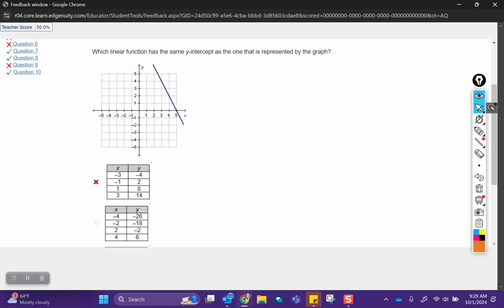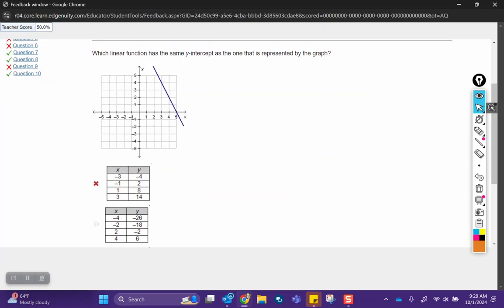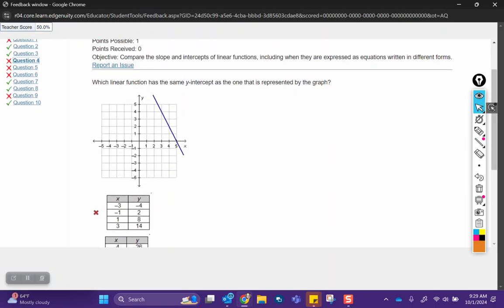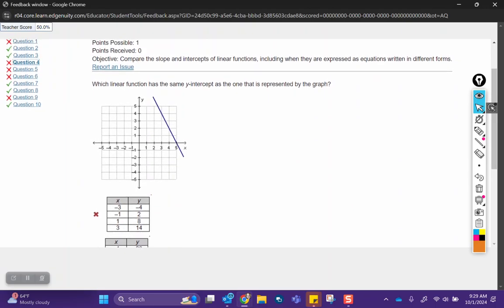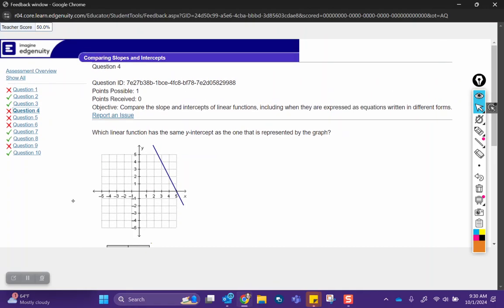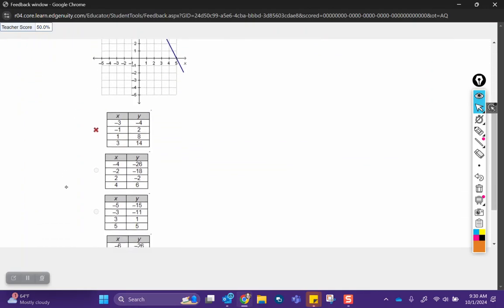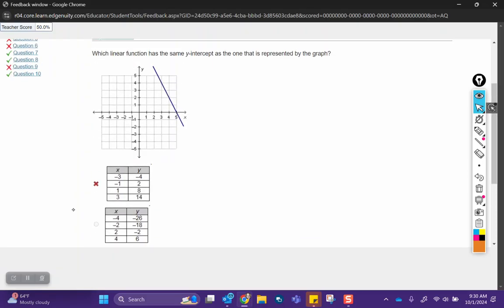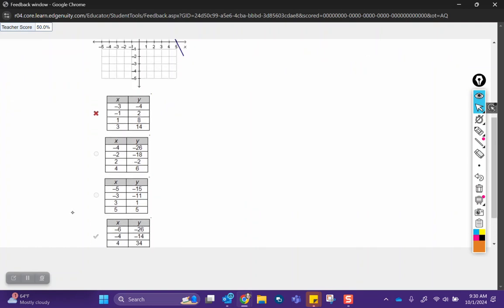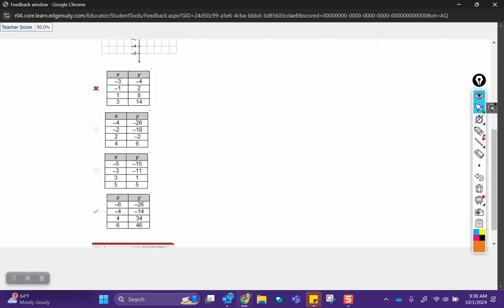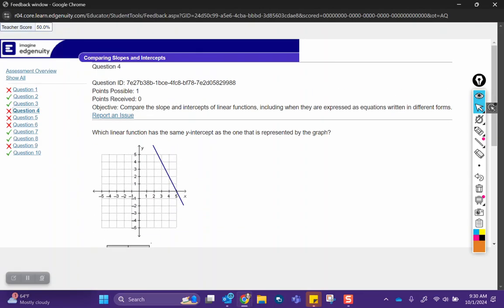Which linear function has the same y-intercept as the one that is represented in the graph? Are you kidding me? Can't even see it. Oh, that's why. Okay, never mind. I don't even have to know what it is. Trying to figure out, this doesn't even show the y-intercept.